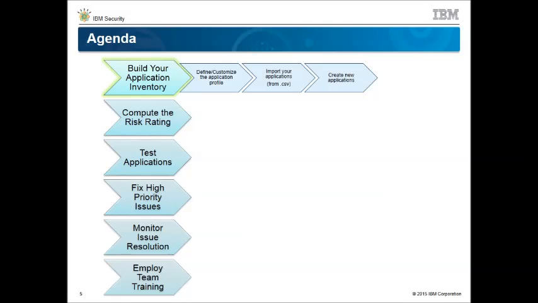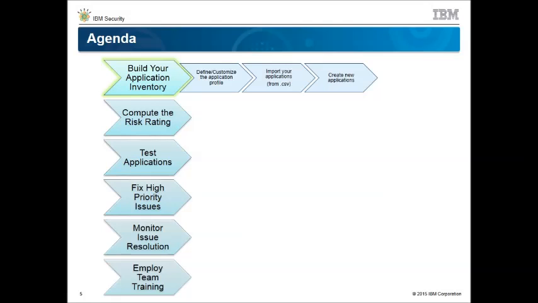Then we need to address which applications we should be testing, and that ties back to the small team and a lot of applications, where we test the ones that are probably the highest risk at the beginning. Then fix high priority issues on those applications. We can also use AppScan Enterprise to monitor the issue resolution as it happens.